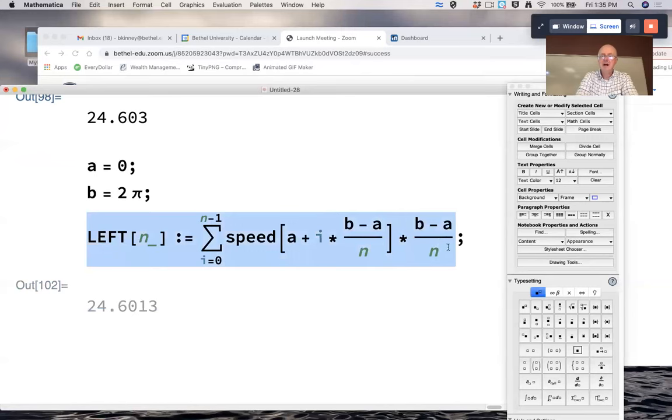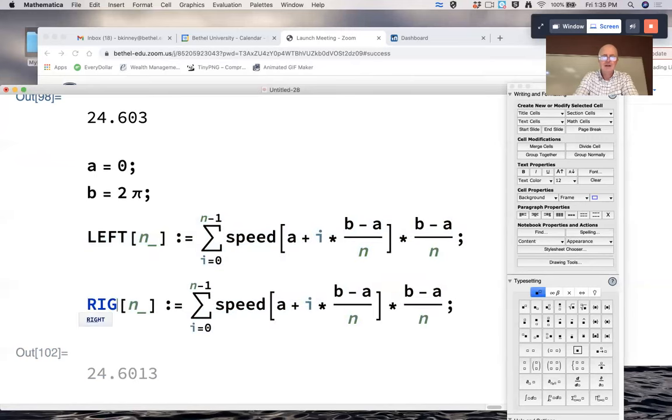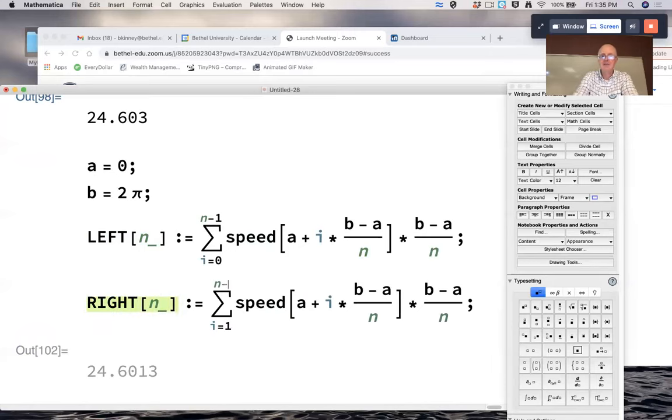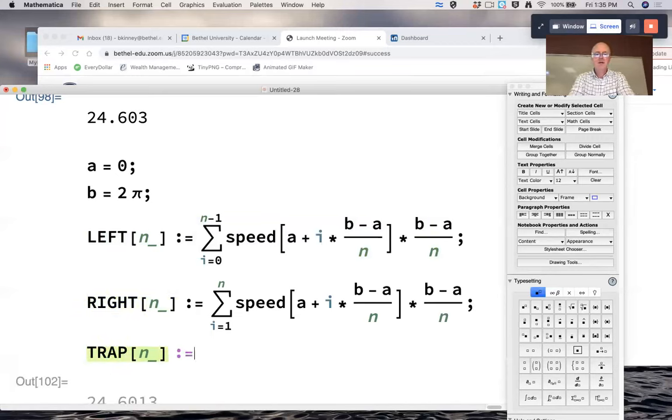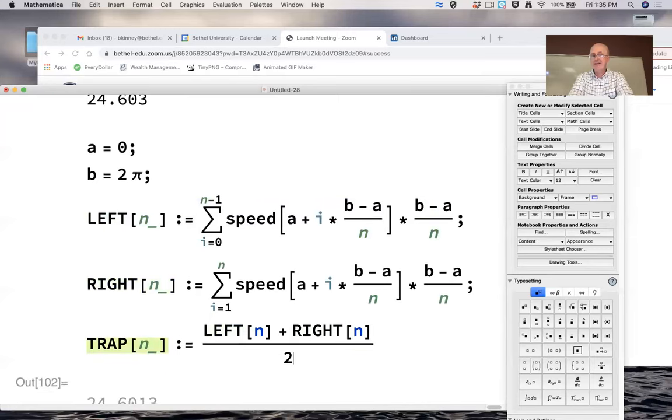Let's go to the right-hand sum. Copy and paste. Change the word left to right. The only difference is you let i go from 1 to n instead of 0 to n minus 1. And then the trapezoid sum averages these two. These are functions of n, so that's why I need those underscores when I define the function on the left, but I don't use them on the right. Average the left and right hand sums.